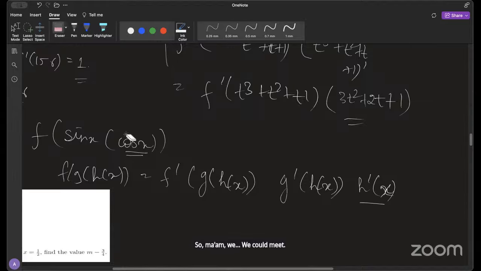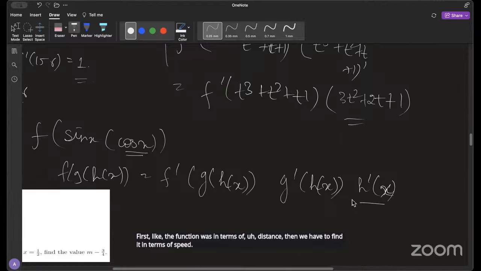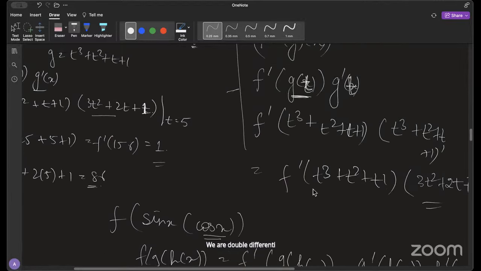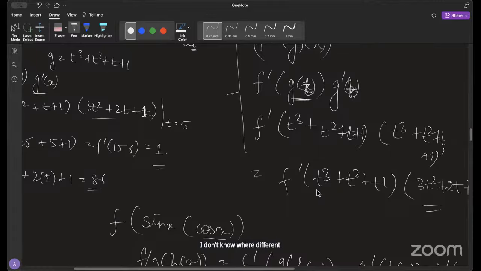Yeah. So ma'am, we were double differentiating it because first the function was in terms of distance, then we have to find it in terms of speed. We are double differentiating it in that way, no? We're differentiating it only one time.